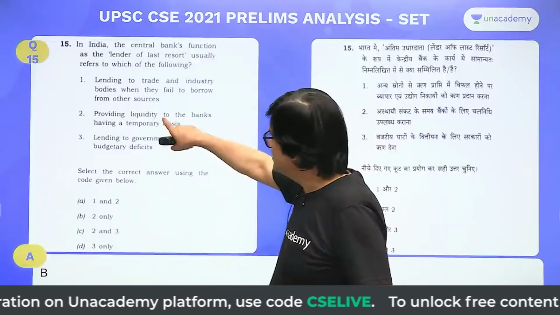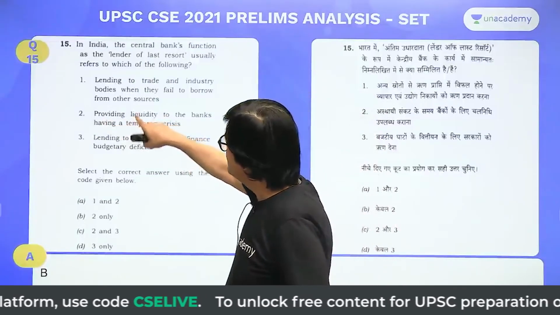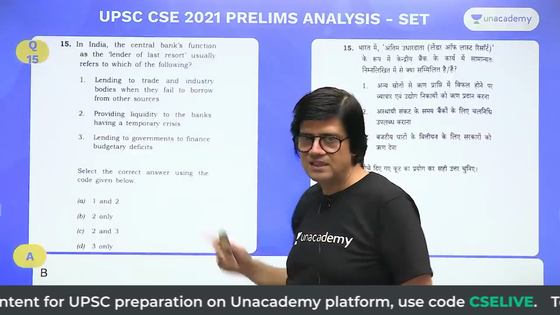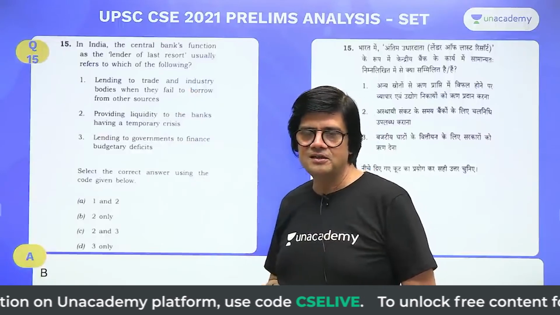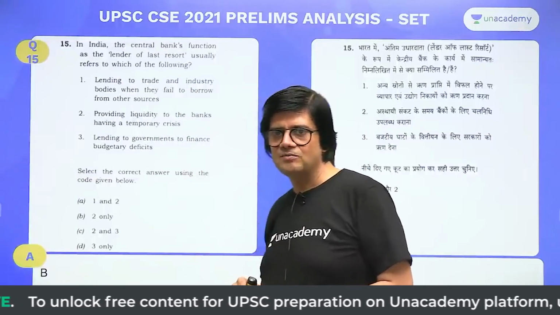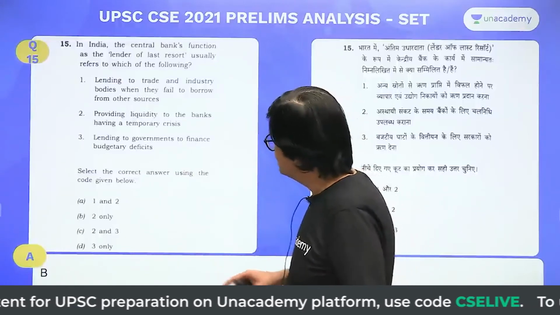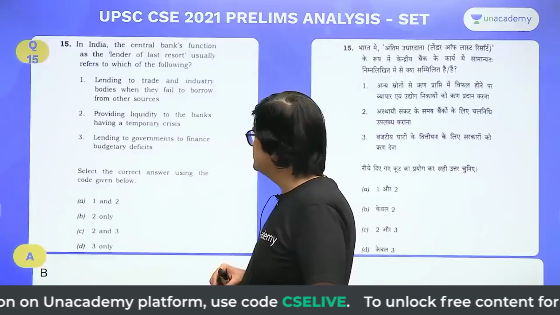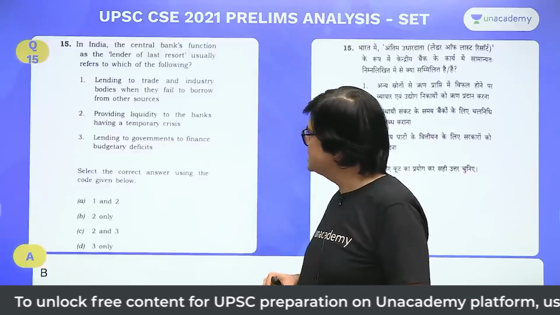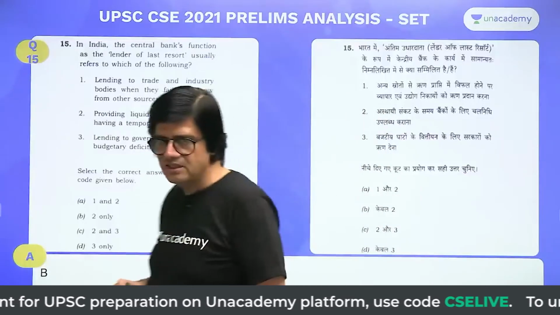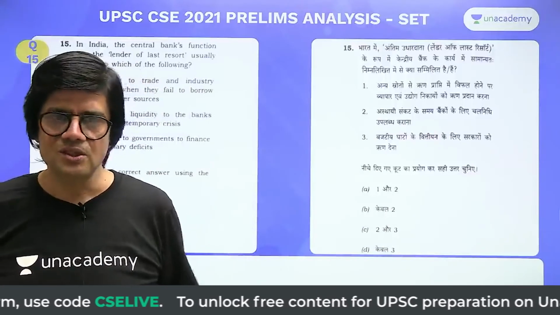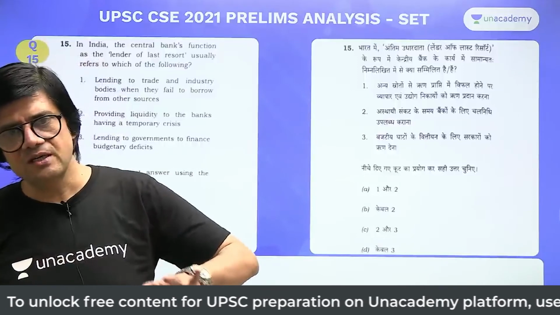So what I'm saying is that here, the second statement. The first statement, lending to trade and industry bodies, is of course not the connotation of the question, which is asking about the lender of last resort. Lender of last resort means providing liquidity to the banks having a temporary crisis. And as far as lending to the government is concerned, to finance the budgetary deficit, that is not the lender of last resort; that is an ongoing function of the RBI.